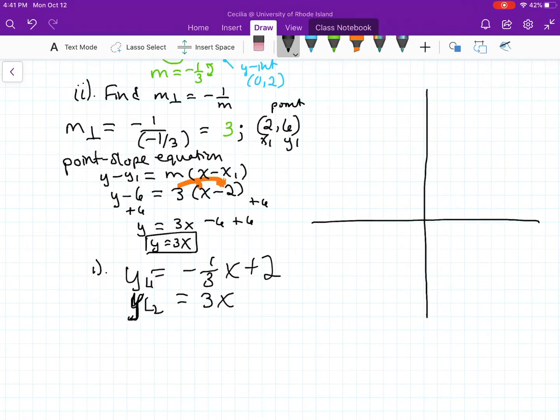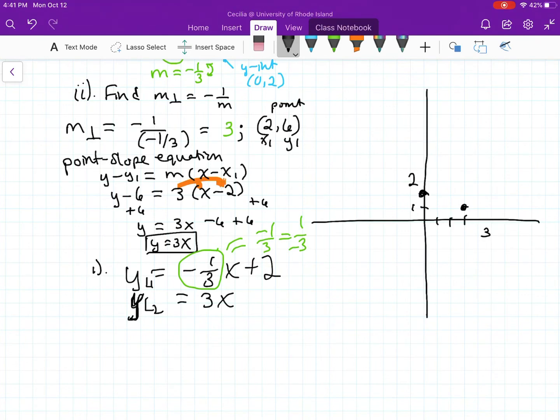Okay, so let's go over here and try to make a sketch of these graphs. So the first line is going to go through 0, 2, and have a slope of -1/3. So that means we're going to come down 1, and we're going to go over to the right 3. I'm focusing on this slope, which we know is equal to negative 1 over 3 or 1 over negative 3.